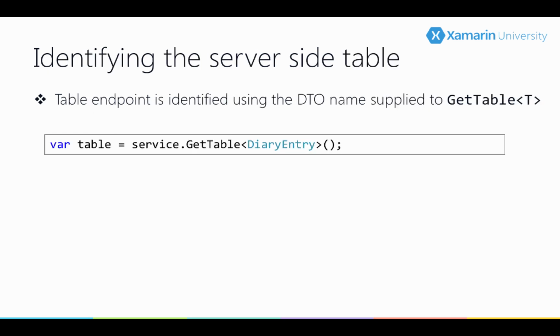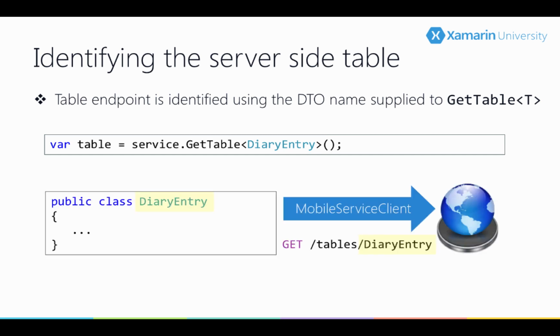One interesting thing to notice when getting the table interface using a strongly typed DTO is we don't supply a table name like we did with the non-generic version. Instead, the table is identified using the name of the DTO itself. Here we would issue calls to the tables/diary entry endpoint. The URLs are case insensitive, so this would match /tables/lowercase diary entry.